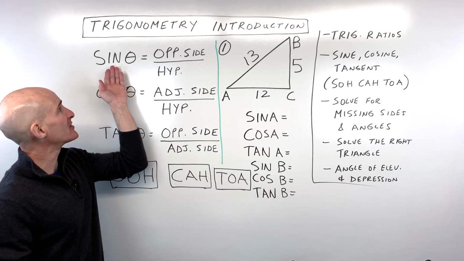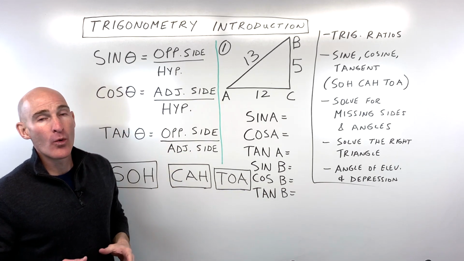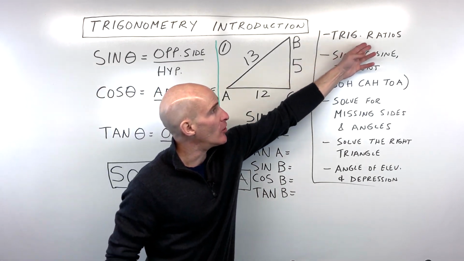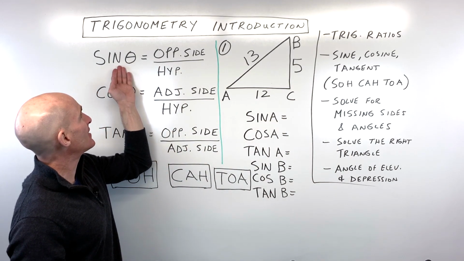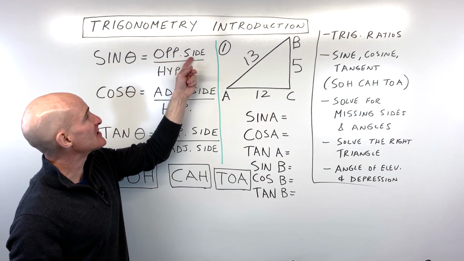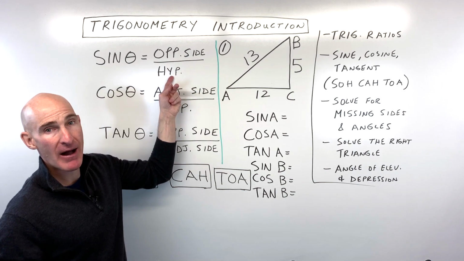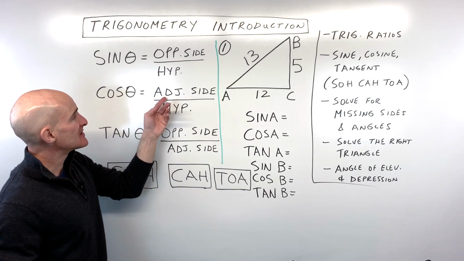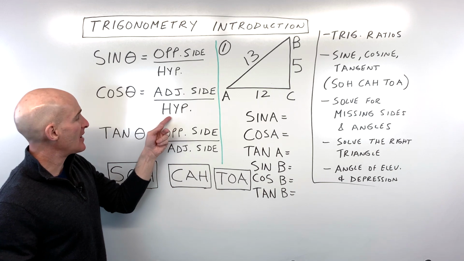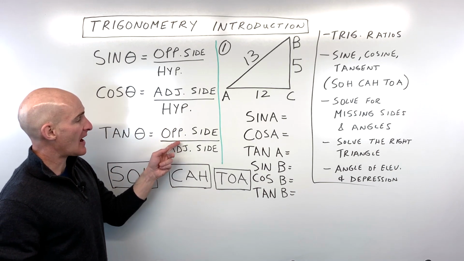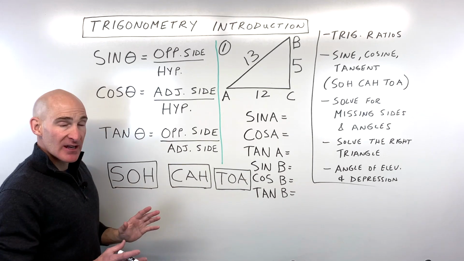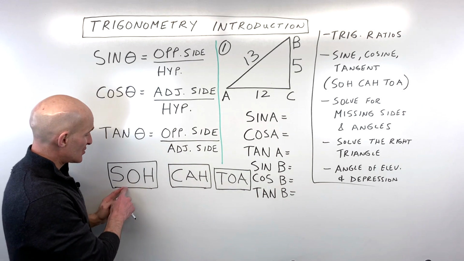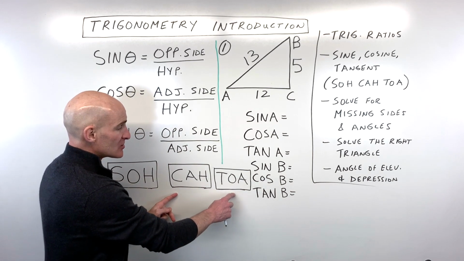So when we talk about the sine of an angle, what we're talking about is the ratio of two sides in a right triangle. So if we say, what's the sine of an angle? It's the opposite side over the hypotenuse. The cosine is the adjacent side over the hypotenuse, and the tangent is the ratio of the opposite side over the adjacent side.